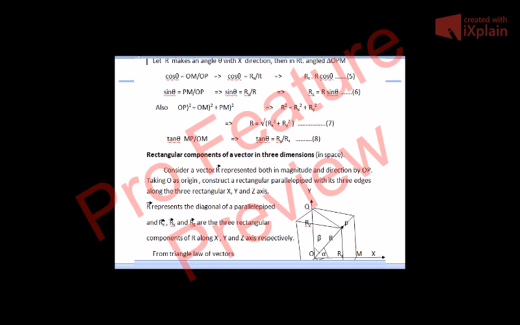And again, tan theta will be equal to perpendicular by base, that will be MP by OM, which implies tan theta will be equal to Ry by Rx.